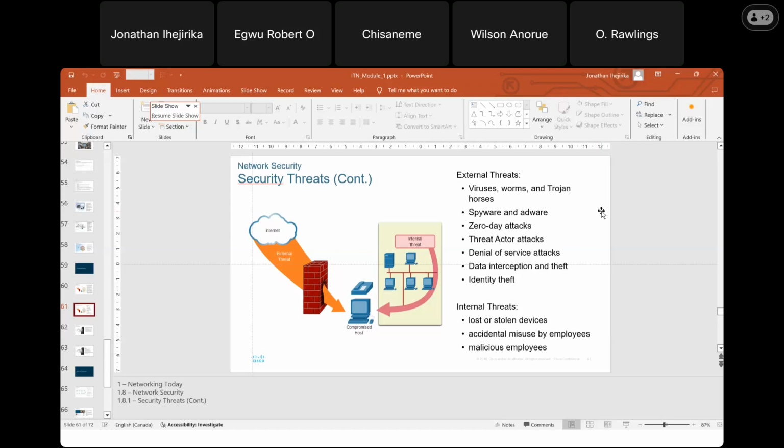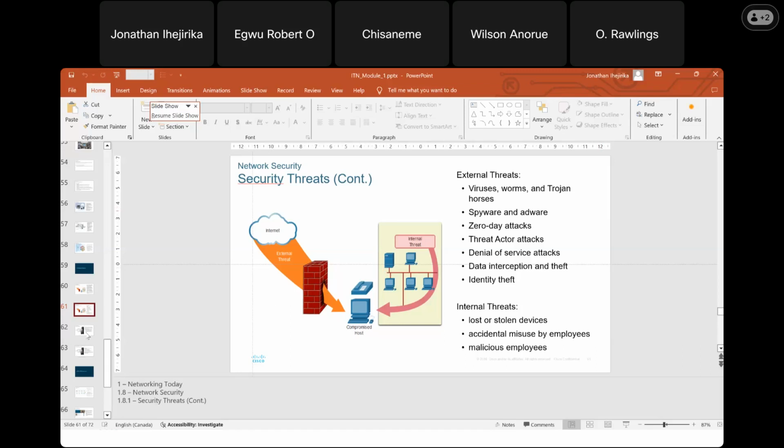The internal threats could be lost or stolen devices. Yes, if your device is stolen or is lost, those are internal threats. We have accidental misuse by employees. Yes, some employees can be very careless and misuse whatever opportunity is given to them. We also have malicious employees. Some employees will be there but they have ulterior motives.